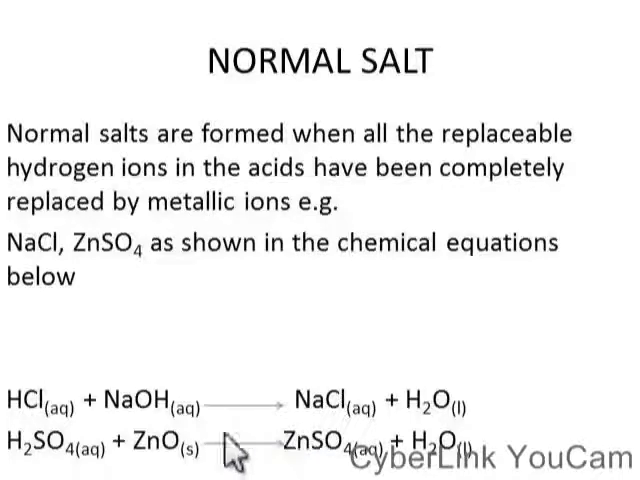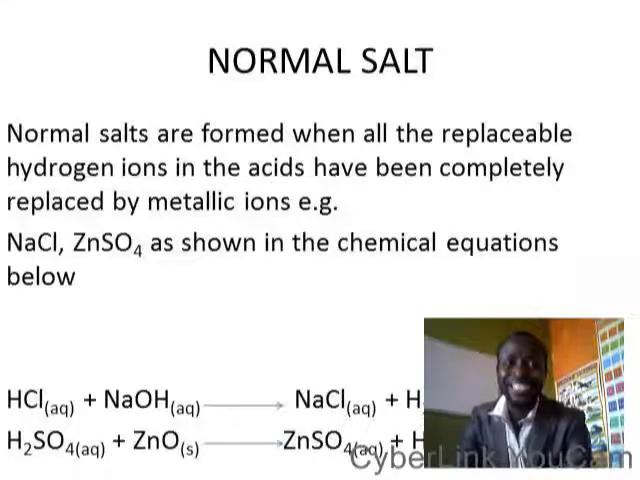This is also a normal salt because we have 2 hydrogen atoms here. And because there are 2 hydrogen atoms here, and here there is no hydrogen atom at all in this compound, it makes it a normal salt. So those are the examples of normal salt. Put that on your mind.